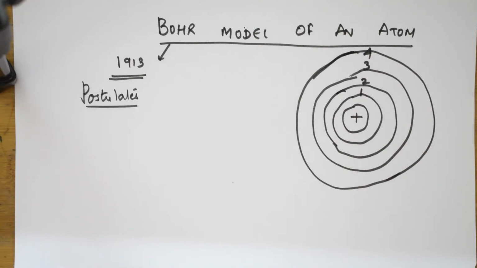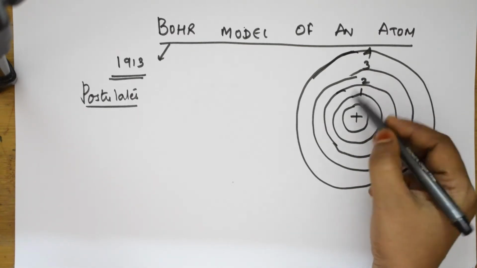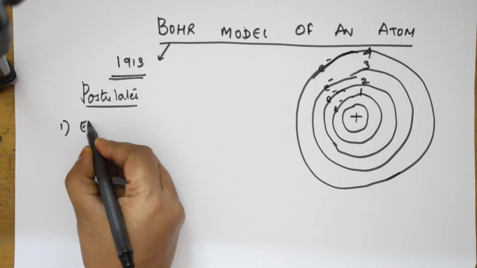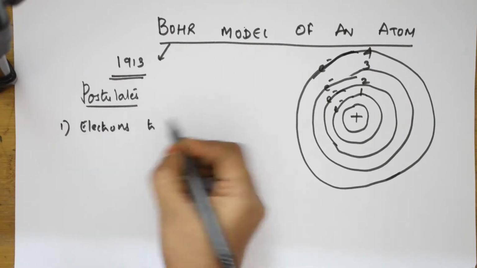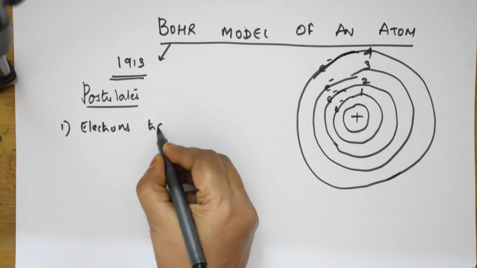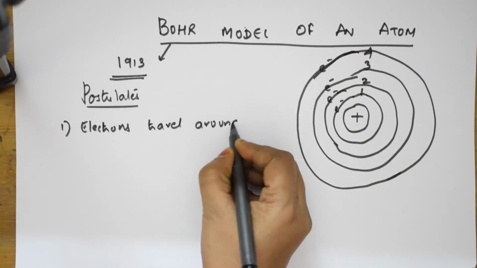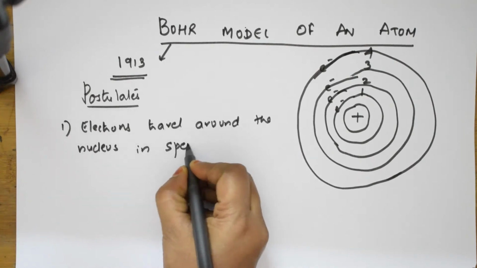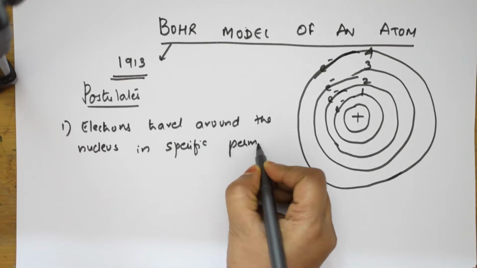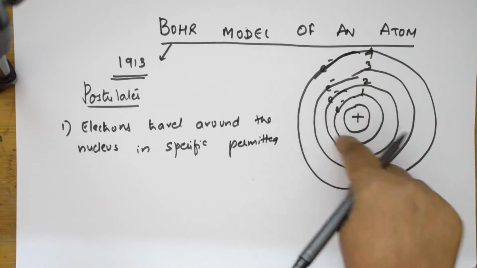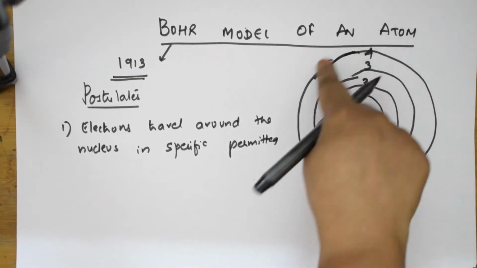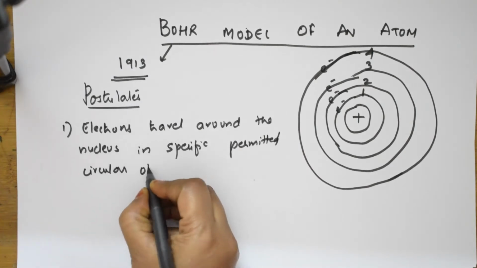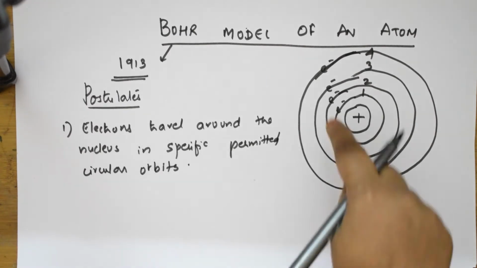What did Bohr say in the first postulate? Electrons always travel around the nucleus, and electrons are present in each shell. So the first postulate of Bohr says electrons travel around the nucleus in specific permitted circular orbits. This is one circular orbit, this is one more, this is one more, and this is one more circular orbit. So permitted circular orbits, and no other. They are fixed in these orbits.